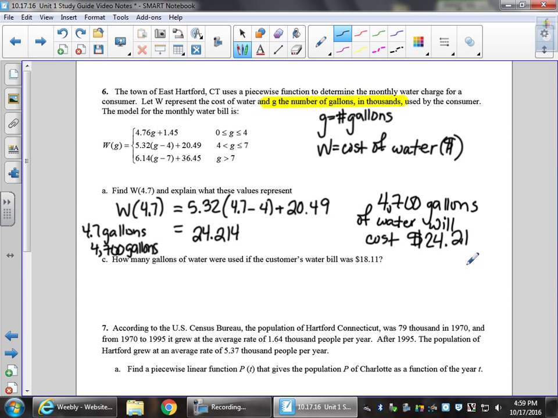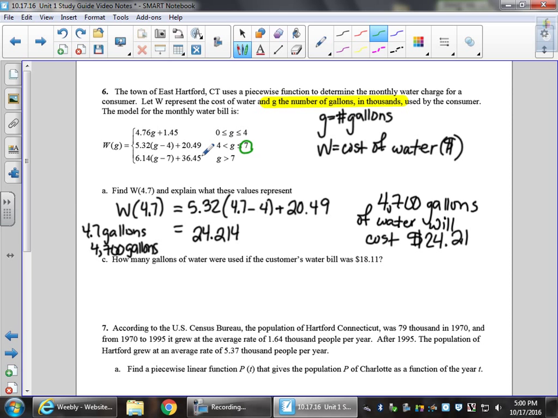How many gallons of water were used if the customer's water bill was $18.11? Well, let's reason on this. 24.21. Does that help us out a lot? Not really, because that didn't come from plugging in the largest value. But maybe we kind of think, well, let's see what happens if we substitute in 7, because you can't assume that this is B. This is not evaluated. So your choice would be to send this in, combine like terms, or use your calculator really quick to plug in 7 and see what we get.